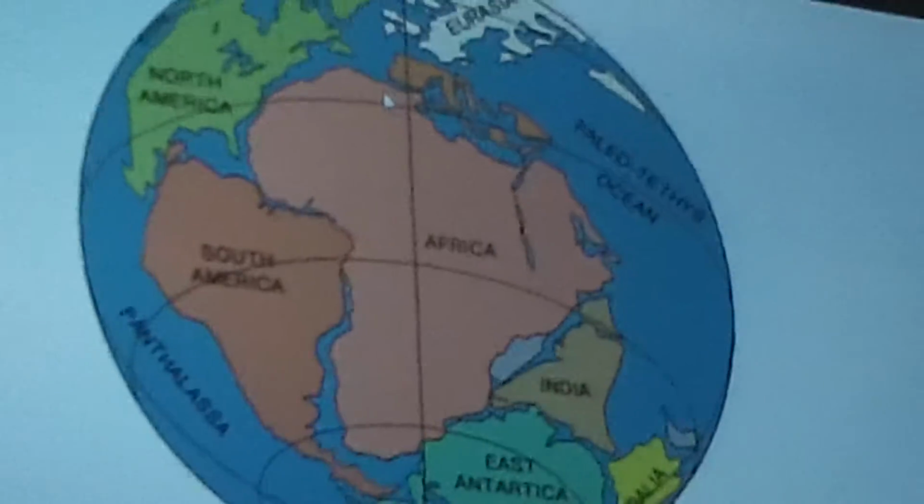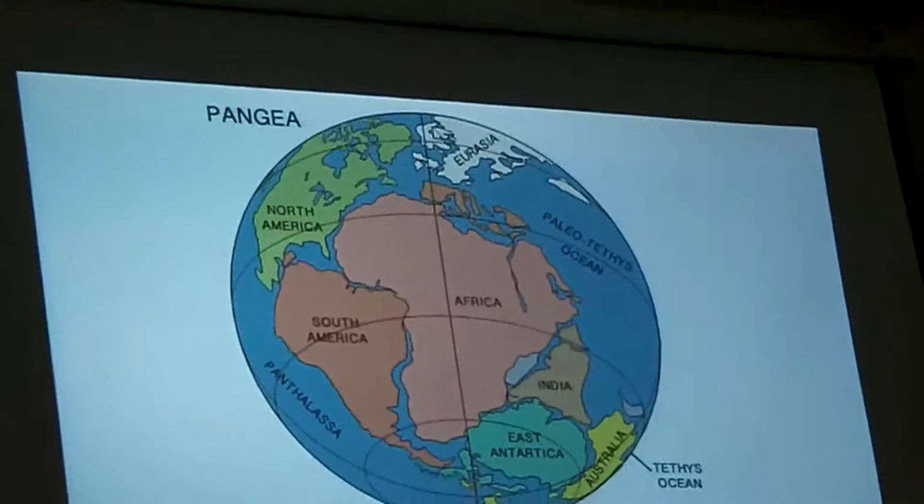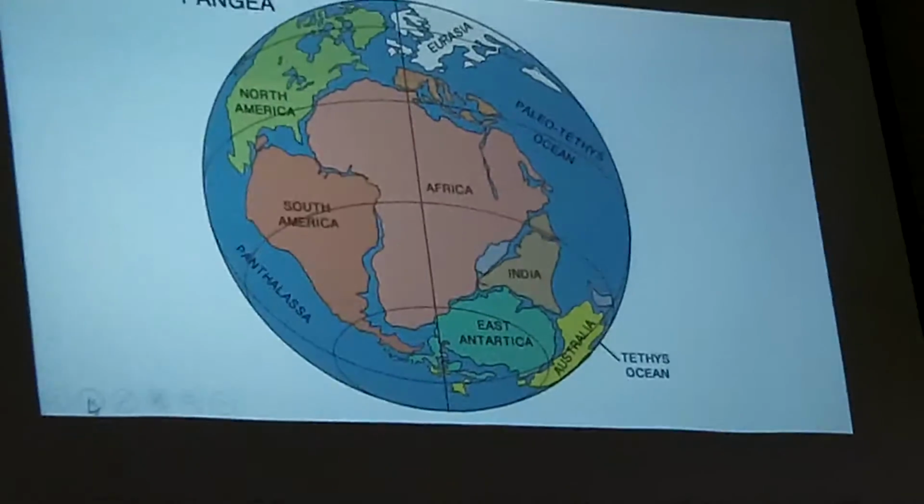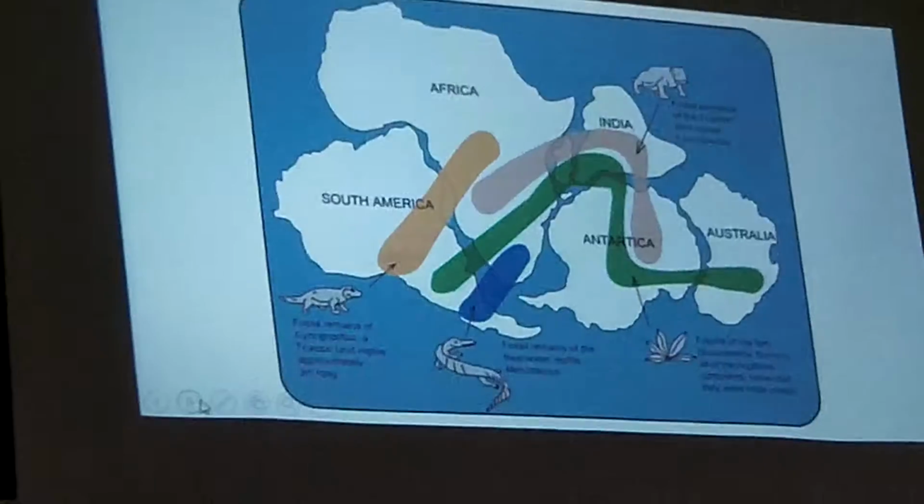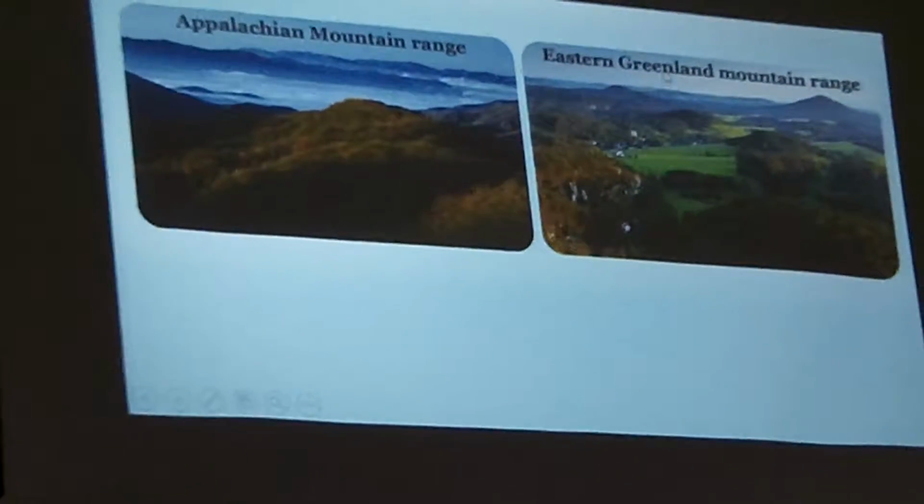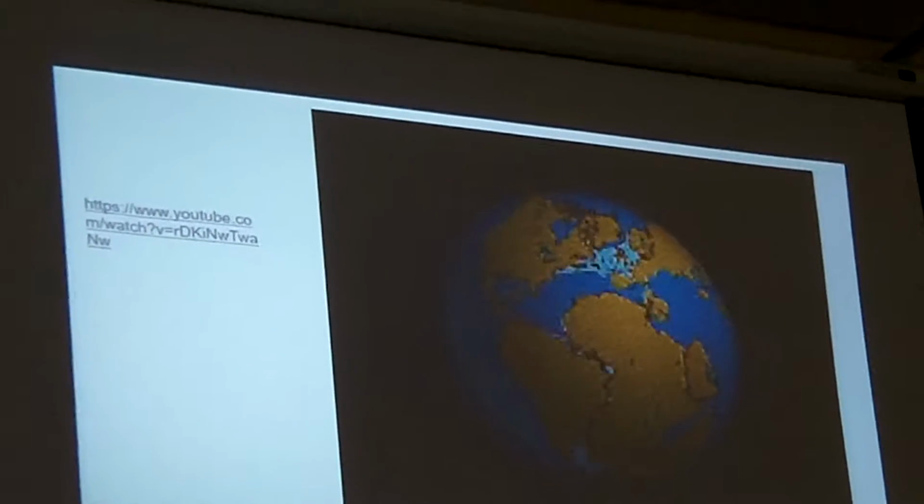And there are several mountain ranges that have the same thing happening with them throughout the Earth. So he looked at mountain ranges, he looked at rocks, he looked at fossils, and he came up with this. This is cool. This kind of shows it happening.